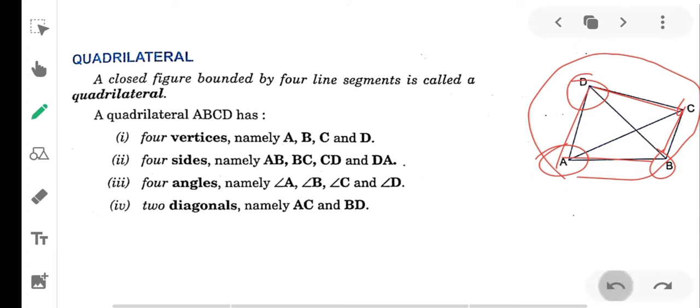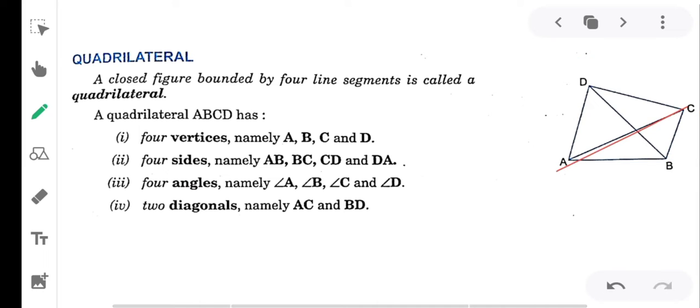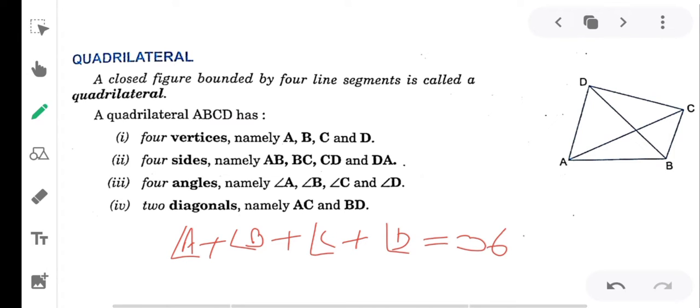Okay, and it has four angles, angle A, B, C, and D, and it has two diagonals, AC and BD. These are the two diagonals of a quadrilateral. Okay, and the sum of the angles of this quadrilateral is 360 degrees. That means angle A plus angle B plus angle C plus angle D equals 360 degrees.